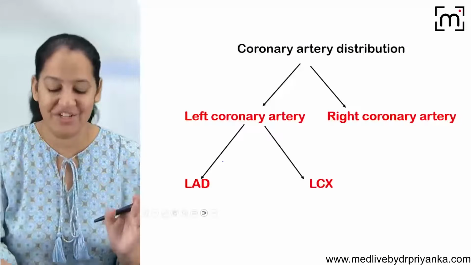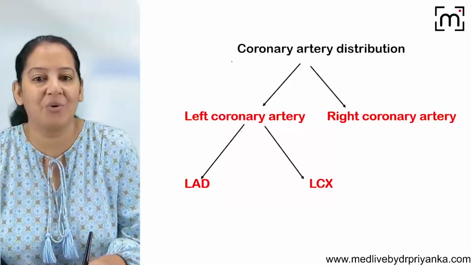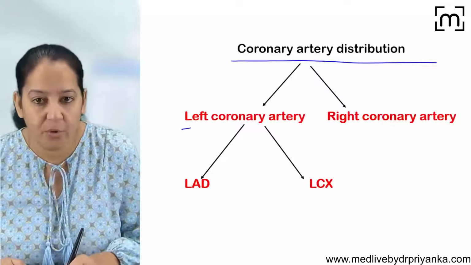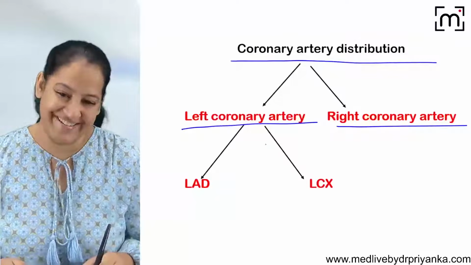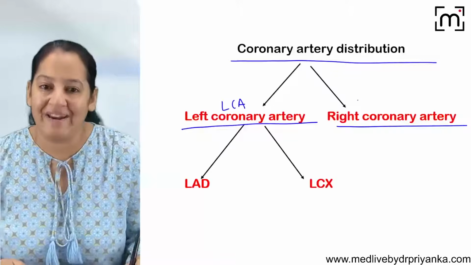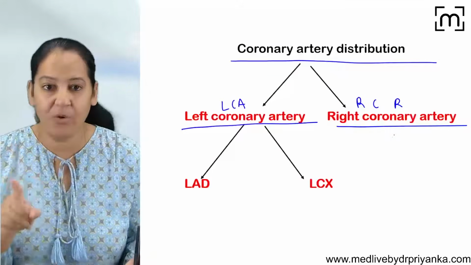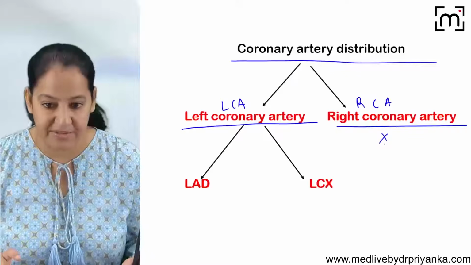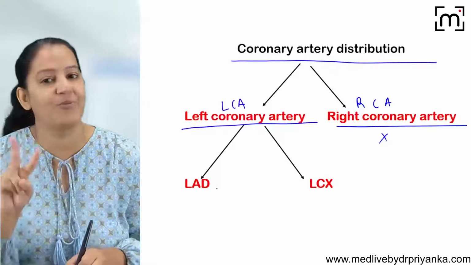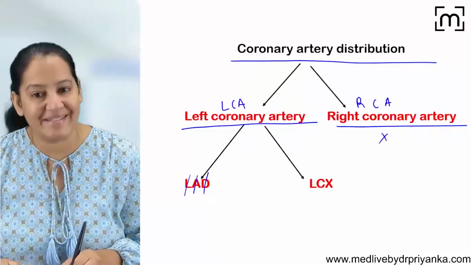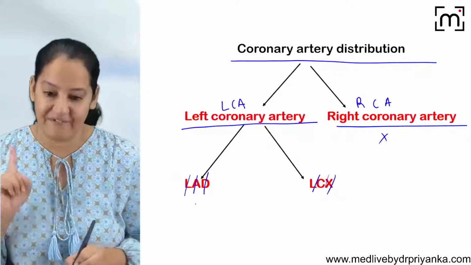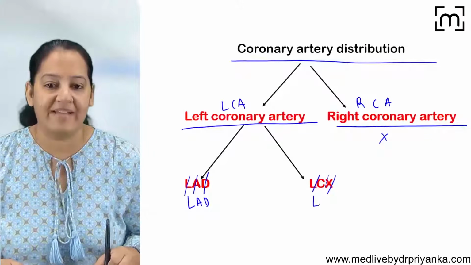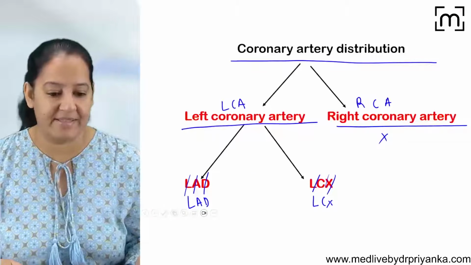Now, after getting the definition of coronary artery disease, you must understand the coronary artery distribution. There are two coronary arteries, the left coronary artery and the right coronary artery. The right coronary artery doesn't have any branches. It is only the RCA. But the left coronary artery is divided into two branches: the left anterior descending, LAD, and the left circumflex, LCX.